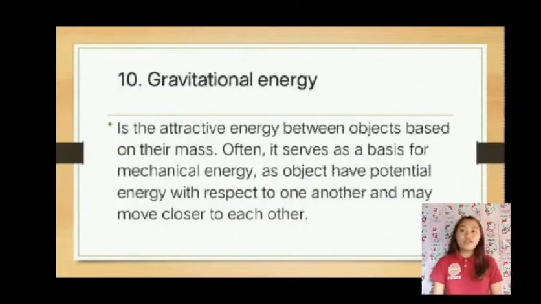The last type of energy is gravitational energy. Gravitational energy is the attractive energy between objects based on their mass. Often, it serves as a basis for mechanical energy, as objects have potential energy with respect to one another and may move closer to each other. When something has a higher position, its gravitational potential energy is high. For example, a book on a high bookshelf has higher potential energy than a book on the bottom shelf because it has farther to fall.